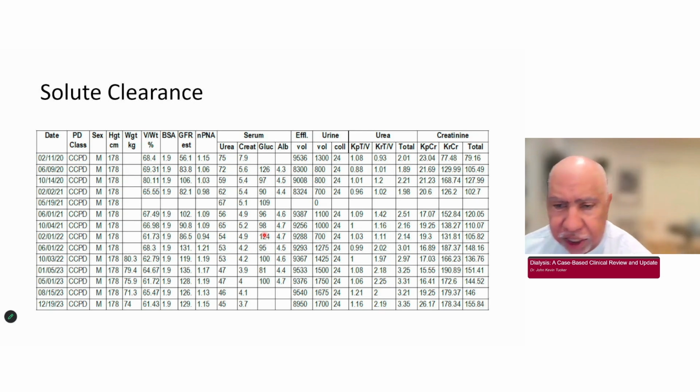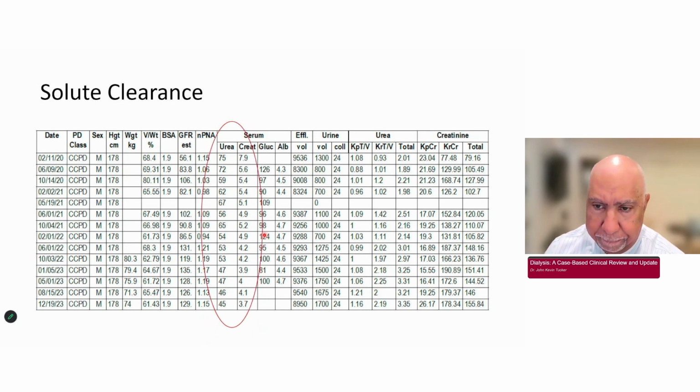So if we look at this patient's solute clearance, we can see what happens here in terms of his urea clearance and his serum creatinine. So you can see he starts out with a serum creatinine of about 7.9, but by December 23, his serum creatinine is about 3.7 without any significant change in his muscle mass. If we look at his urine volume, it is actually maintained and begins to increase over time.